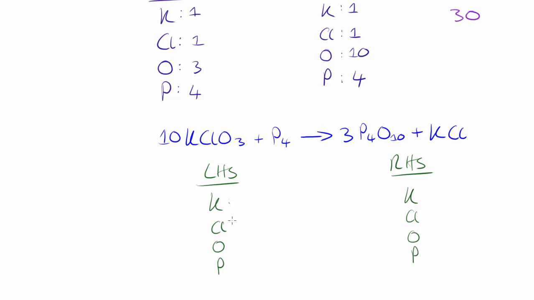For potassium, you can see it's 10 times the K, so we're going to have 10 potassium. For Cl, it also occurs once originally, so it's 10 times 1, so it's going to be 10. And for the oxygen, it's 10 times 3, so that's going to give us 30, which is what we're aiming for. And for phosphorus, we didn't put anything in front of it, so it's just going to be 4, just as it was before.